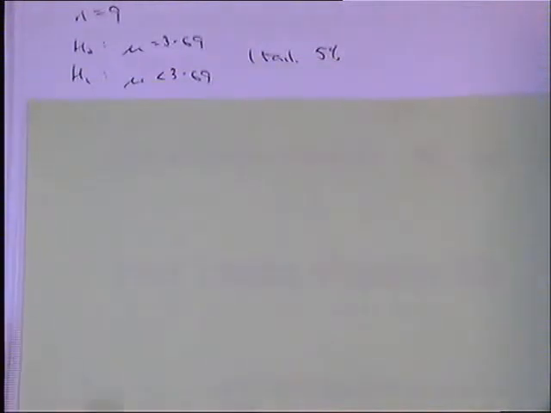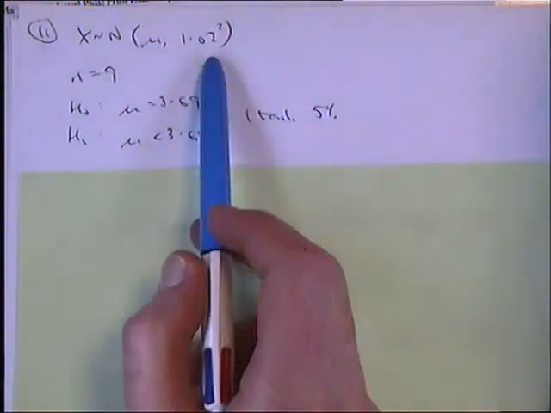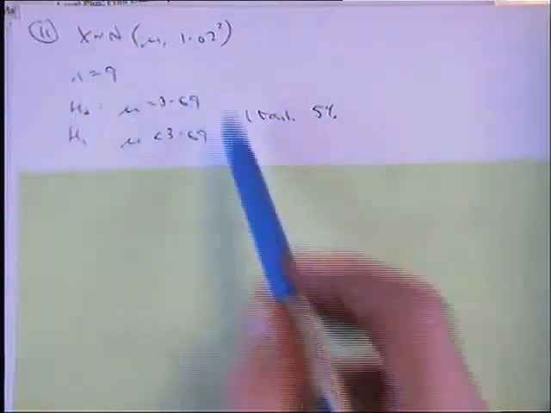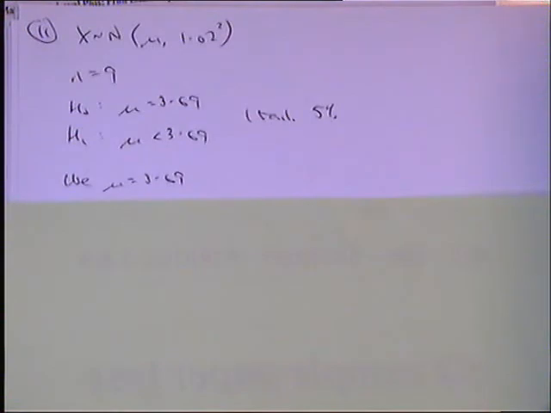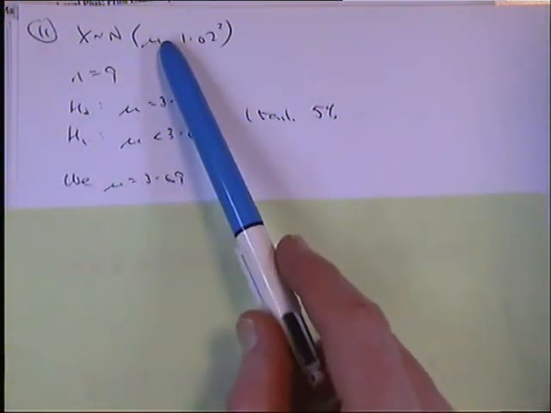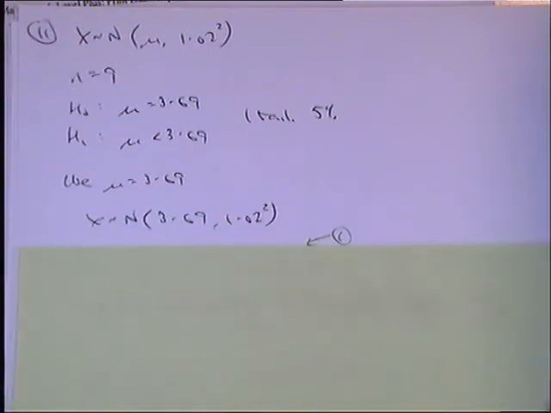So, just at the top, I've stated basically what we've been given in the question. It's a normal distribution. Mu we don't know, but we know the variance, we know the sample size, we know our hypothesis, we know it's a one-tail test, we know we're using 5%. Because the null hypothesis says mu is 3.69, that's the mu we've got to use for our calculations. So up here, I can change that mu to be 3.69. And I think it does say somewhere that's for the population. So there's my distribution.